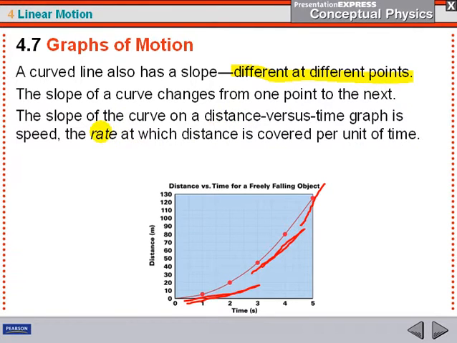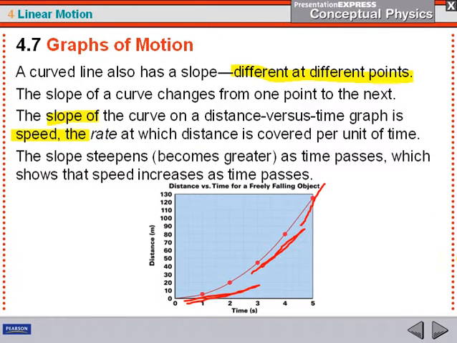The slope of this curve is the speed. It's the rate at which distance is covered over time. The way I always remember this is: what's distance divided by time? It's speed. That's how I remember what the slope is. So the slope becomes greater as time passes. You can see the slope getting greater here, which shows that speed increases as time passes. This makes sense because the object's accelerating. So as time goes on, the speed is going to get greater, so the slope of our distance versus time graph is going to get greater.